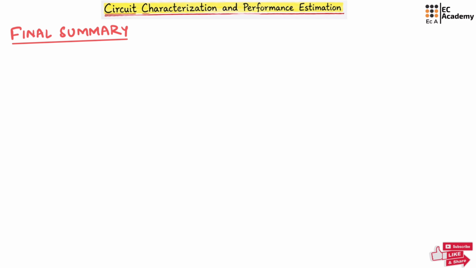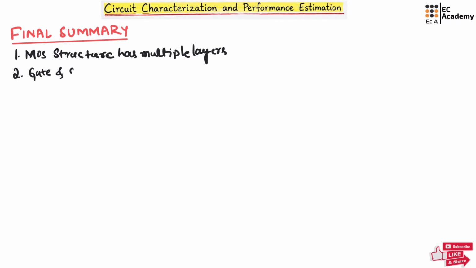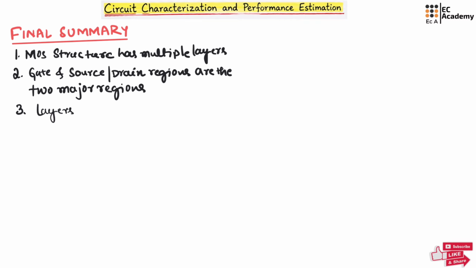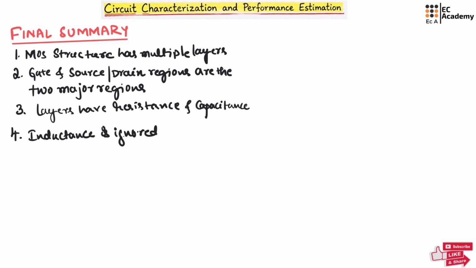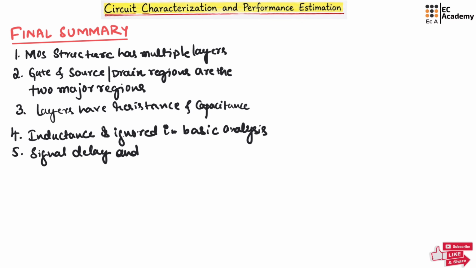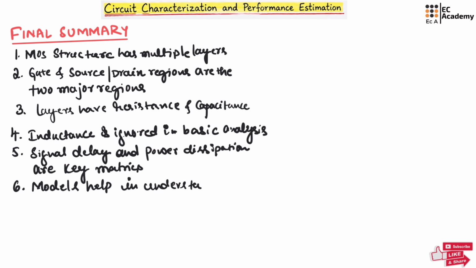Now let us quickly revise today's class. MOS structure has multiple layers. Gate and source-drain are the two major regions. Layers have resistance and capacitance. Inductance is ignored in a basic analysis. Signal delay and power dissipation are the key metrics. Models help in understanding and optimizing MOS circuits.